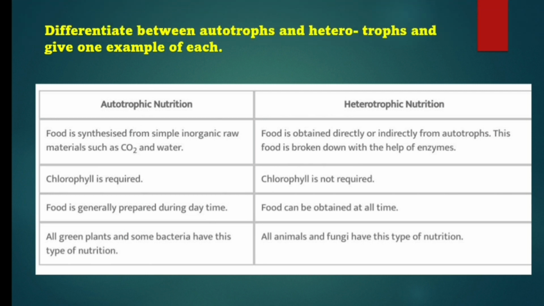Differentiate between autotrophs and heterotrophs and give examples of each. As you all know, autotrophic nutrition is basically synthesized from simple inorganic raw materials such as water and carbon dioxide. This is done by producers or green plants. All green plants are called autotrophs. Now, heterotrophic nutrition is the food that is directly or indirectly obtained from autotrophs. This food is broken down with the help of certain enzymes into simpler materials.